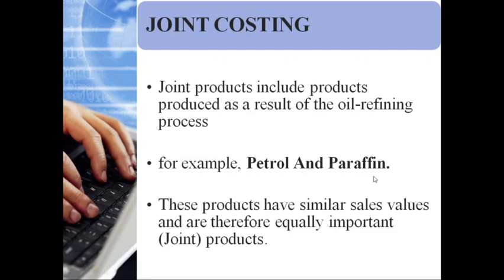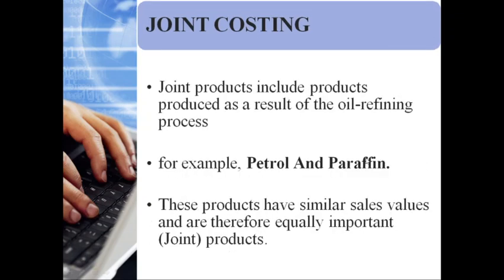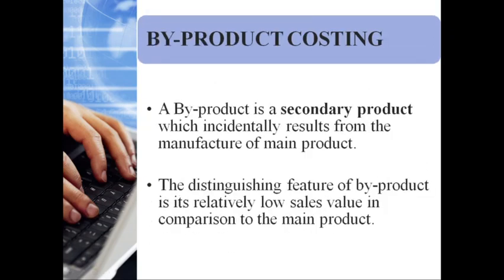Say for example, petrol and paraffin. In an oil refining process, petrol and paraffin are joint products that are produced at the same time, and they have similar sales value, and hence the cost allocated to petrol and the cost allocated to paraffin would be based on the manufacturing process that is similarly done. So any total cost in manufacturing the products would be equally allocated between petrol and paraffin. Such type of costing is called joint costing. So joint costing generally happens when two products are manufactured using a similar process at the same time by the manufacturing concern. The total cost will be apportioned between the two final products. Example, petrol, paraffin.